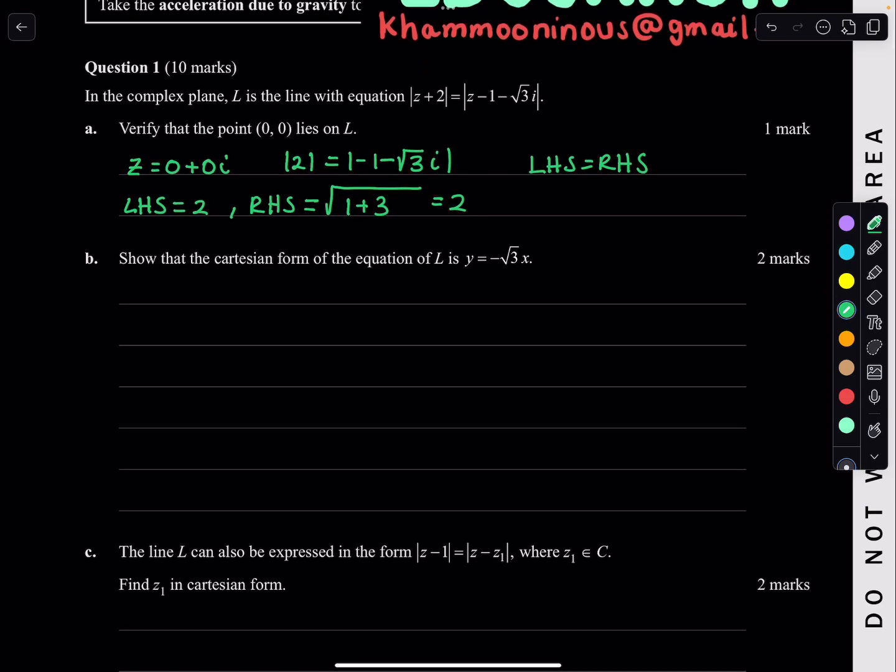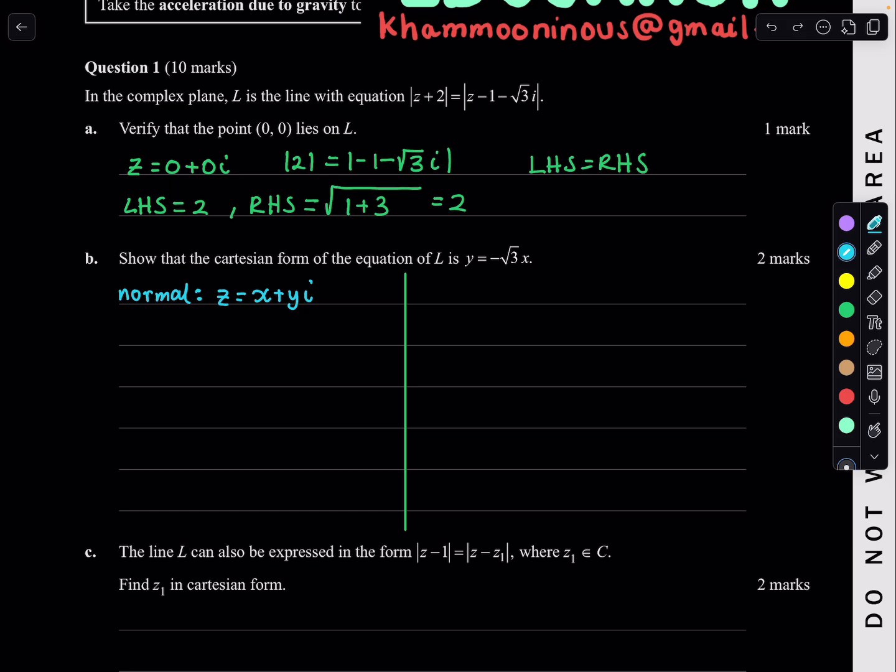Show that the Cartesian form of this equation is y equals -root 3 x. A really nice question here. There's two ways you can actually show this. You can show it the normal way, and I'll show you both ways. The normal way is, of course, you let z equal x plus yi and you sub it into this over here.